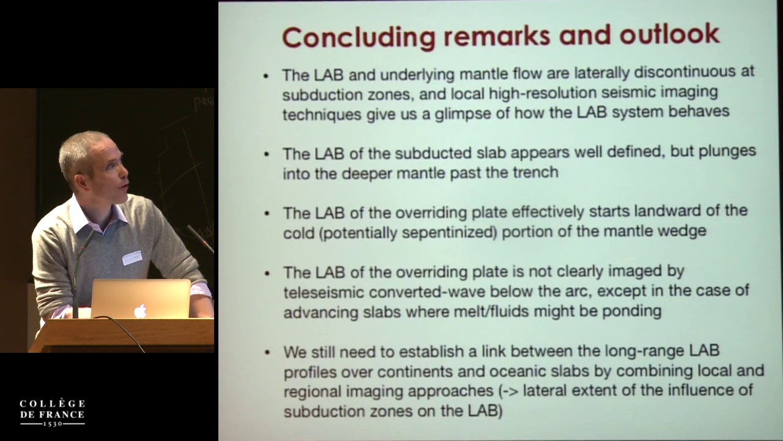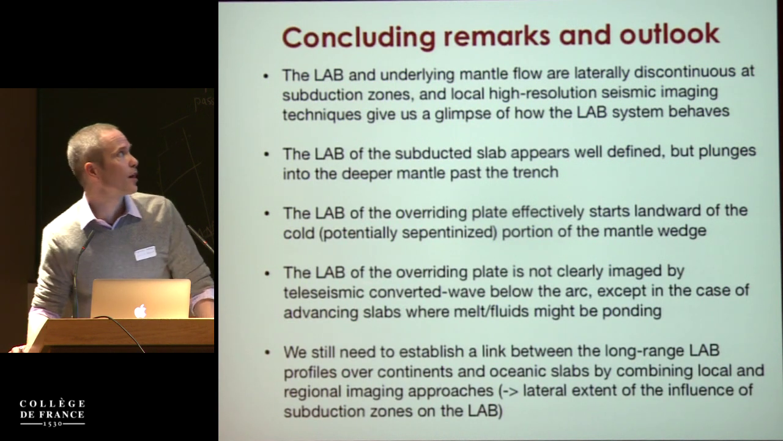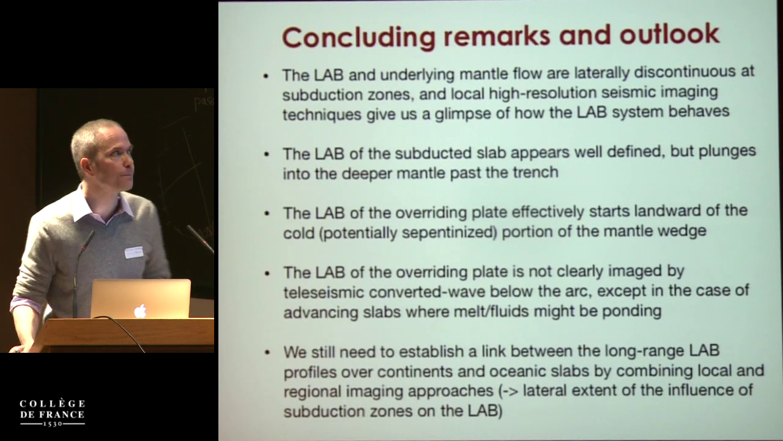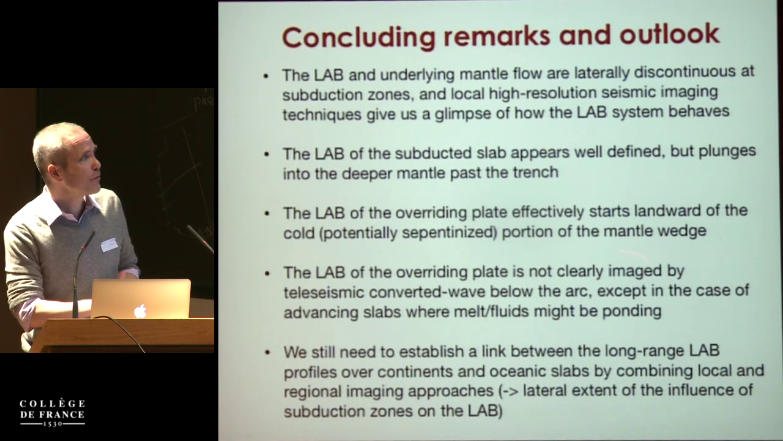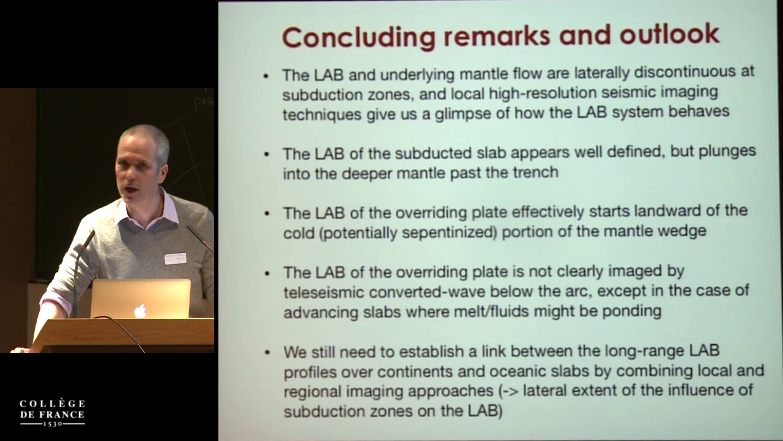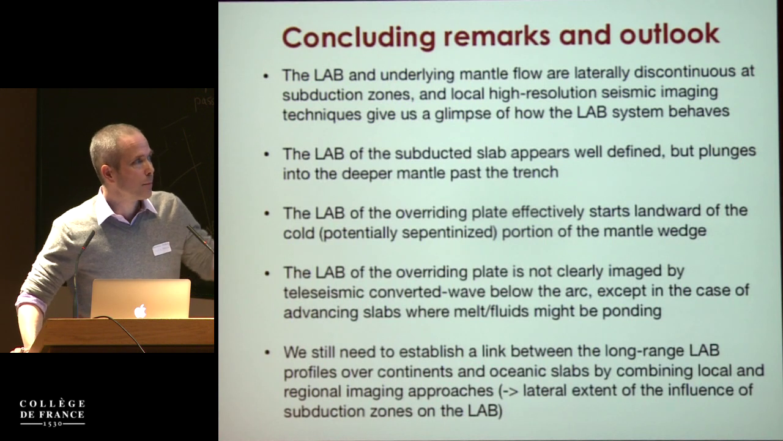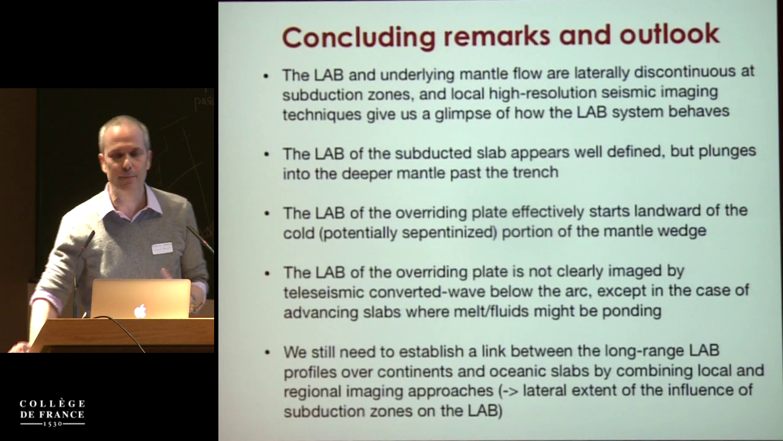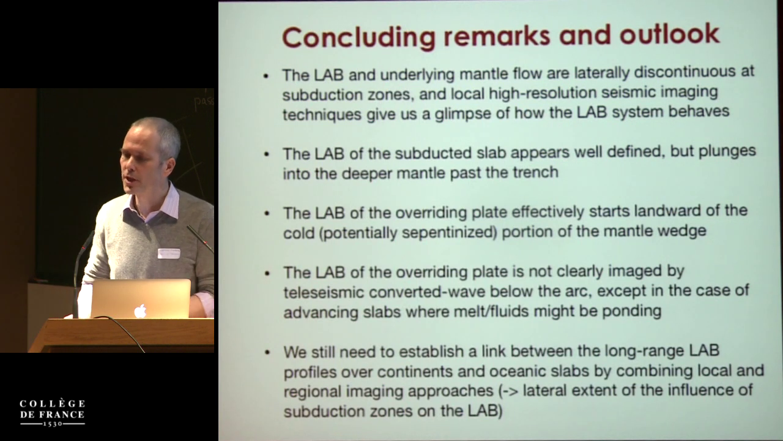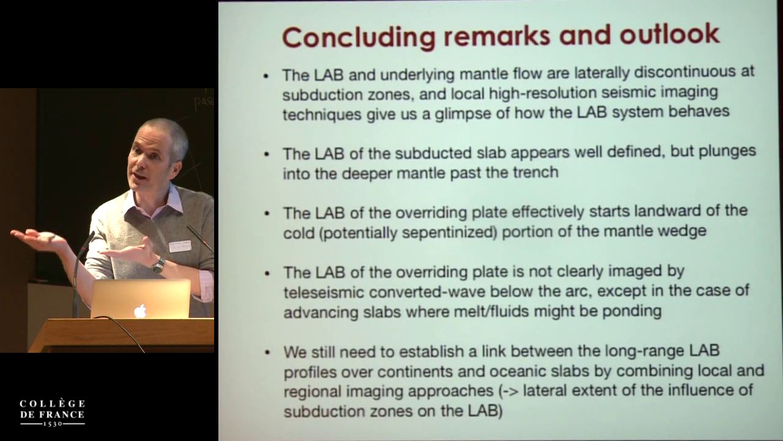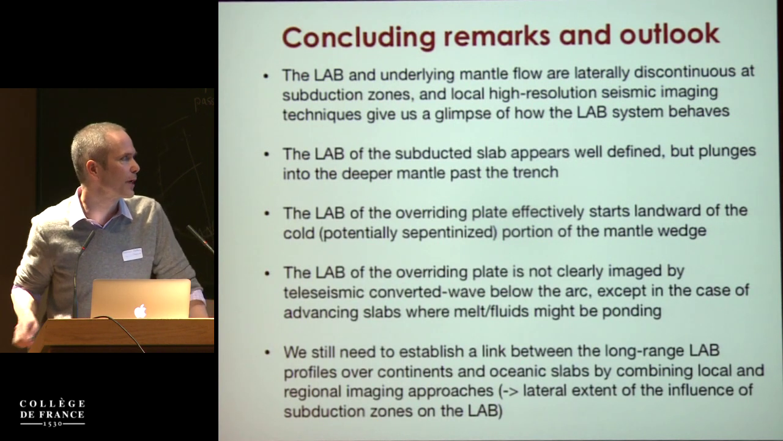The LAB of the overriding plate effectively starts past the cold and potentially serpentinized portion of the mantle wedge. And the LAB of the overriding plate, at least with our images, is not necessarily well imaged everywhere, but it seems to be well imaged especially in cases of advancing slabs where you have cooler mantle wedges that might cause some of the melt and some of the fluids to pond and thus illuminate the lithosphere-asthenosphere boundary.